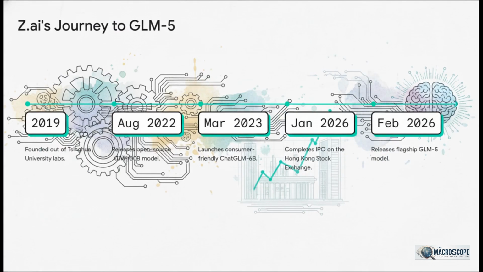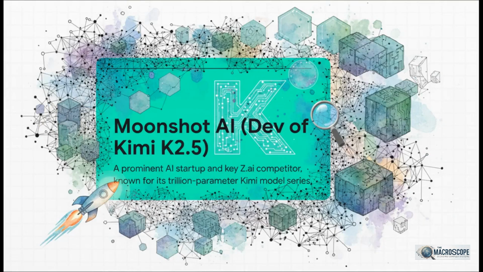And you can just see their methodical progress on this timeline. From their founding, they just consistently dropped these influential open source models, one after another, building up all this momentum that led right to their IPO. And then, boom, they launched GLM 5 just a month later. This paints a picture of a very structured, very ambitious long-term plan. And in the other corner, you've got Moonshot AI, the creators of Kimi K2.5. They are a major AI startup and a direct competitor to Z.ai. They've really made a name for themselves with their incredibly ambitious trillion-parameter Kimi models.